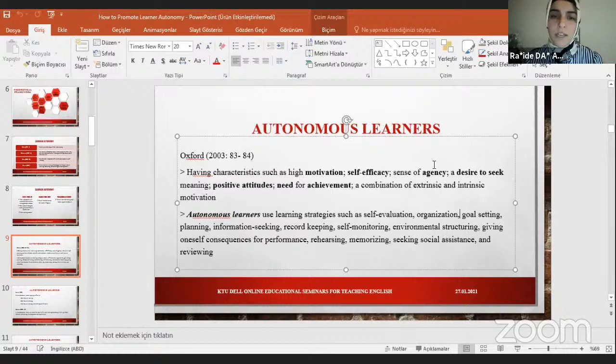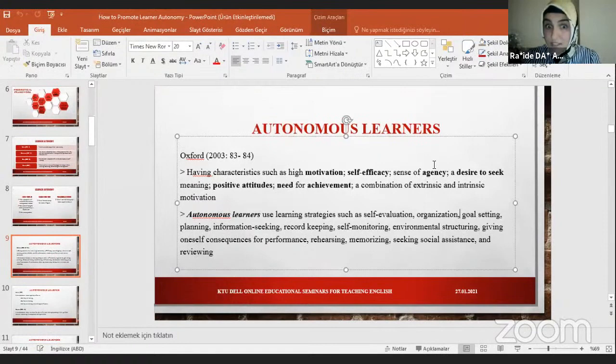Okay, in this respect, we can say that autonomous learners use some learning strategies such as self-evaluation, organization, goal setting, and planning, information seeking, record keeping, self-monitoring, environmental structuring, giving oneself consequences for performance. That means you always have an account for a failure or achievement. So autonomous learners use strategies like rehearsing, memorizing, or seeking social assistance and reviewing.